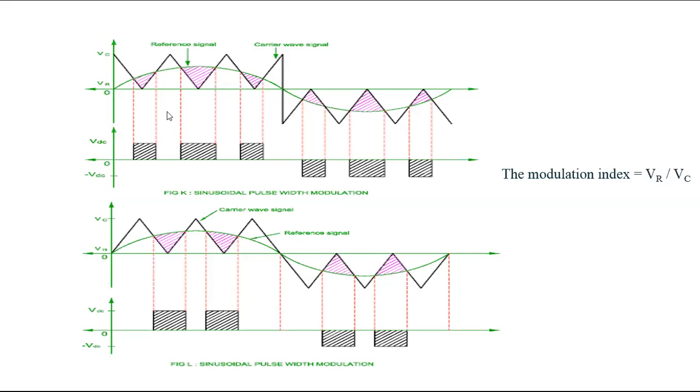So what is sinusoidal pulse width modulation? In the sinusoidal pulse width modulation technique, the reference signal is the sine wave, which is used to improve the characteristics of the triangular wave. The sine wave is superimposed with the triangular wave. You can say, sir, I will not use the triangular wave, I will use the rectangle. Yes, any signal. Here, for example, they have taken a triangular wave.